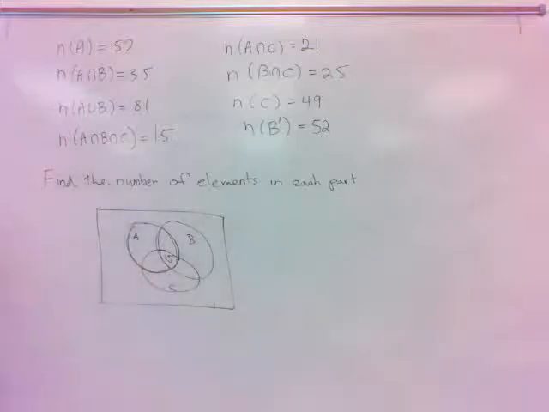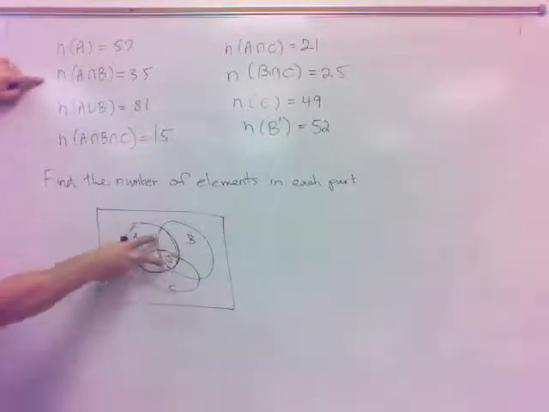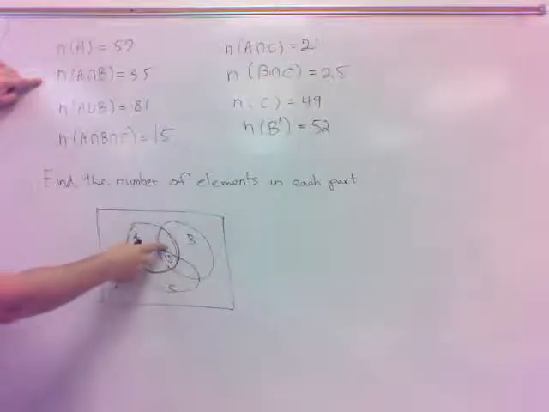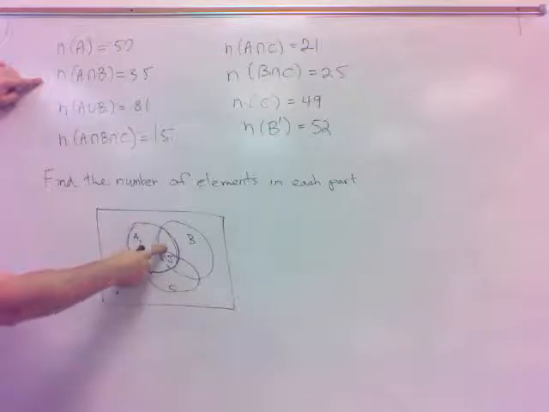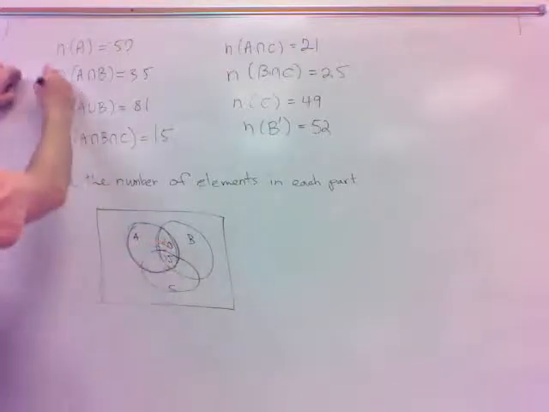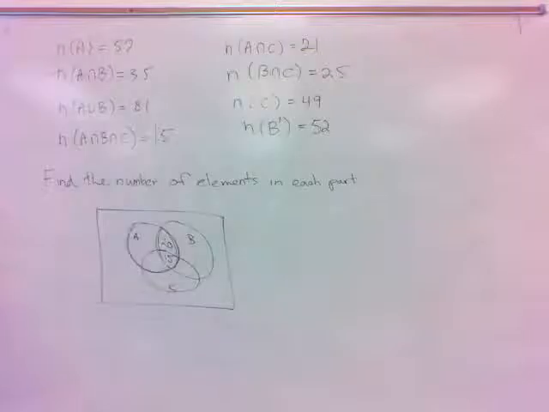Okay. Now where? I can go back now to this one, can't I? We talked about that one. A intersection B is 35. Well, that's these 2 pieces, here and here. And now I know this is 15. So doesn't that make that one be 20? Because they have to total 35. Okay. We've used that one.